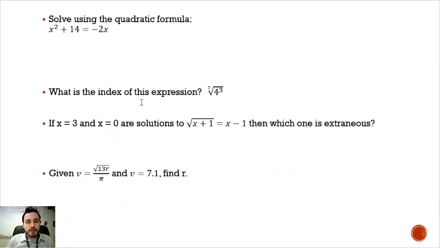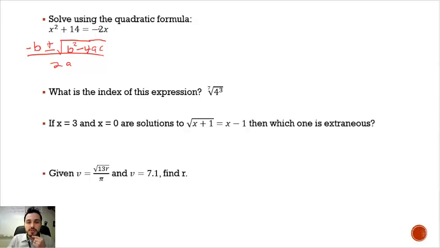Okay, a couple questions here. Solve using the quadratic formula. Remember that that is negative b plus or minus the square root of b squared minus 4ac all over 2a. Well, there's a problem here. I can't just start plugging things in because it doesn't equal 0.